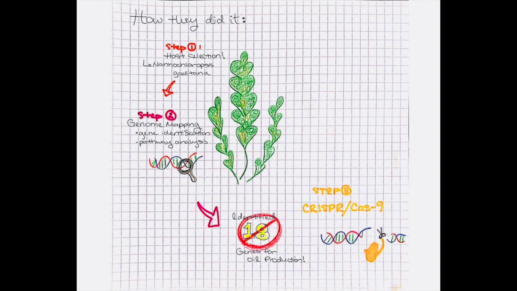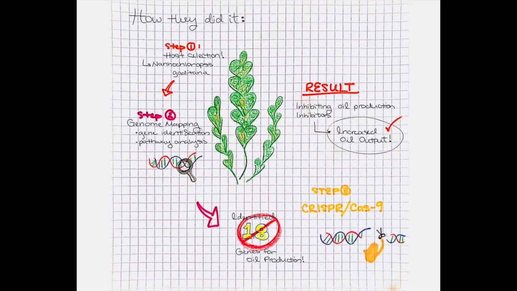CRISPR was used to bind to these sites and cut these genes in order to induce mutations that would inhibit their protein products. And by inhibiting oil inhibitors, you increase the overall oil output.